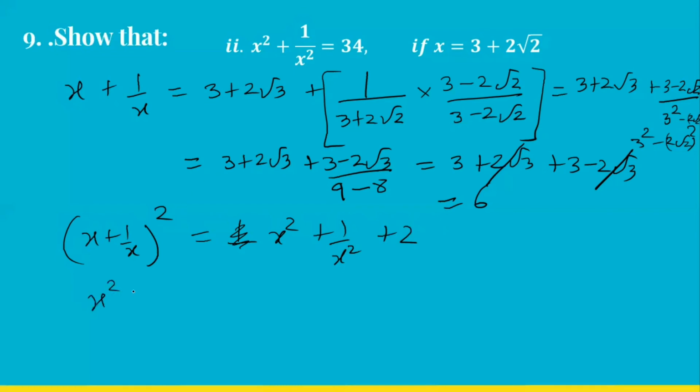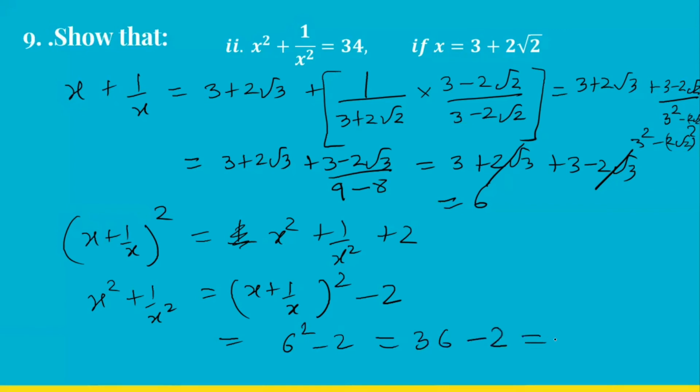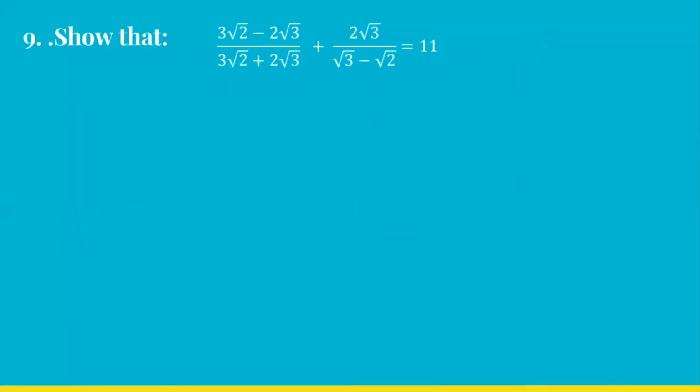So you have x square plus 1 upon x square is equal to (x plus 1 upon x) the whole square, and this 2 shifts over here, it becomes minus 2. Put the values, x plus 1 upon x, the value you have got is 6. Now 6 square minus 2. 6 square is 36 and 36 minus 2 you get as 34. Hence we have proved x square plus 1 upon x square is equal to 34. Got it? Let's move on to the next question.